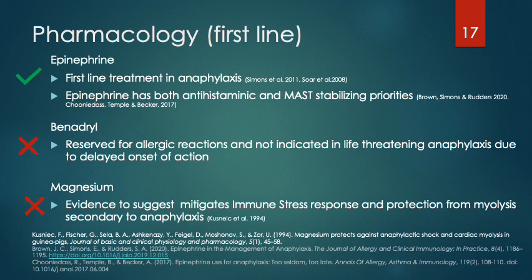There is some literature to suggest that magnesium mitigates immune stress response and protects from myocarditis secondary to anaphylaxis, as you see in Kounis syndrome. And there's also some evidence to support that it delays secondary or biphasic reactions. Although this is not a frontline medication, as used in other respiratory illnesses, it is a secondary line agent or a tertiary.